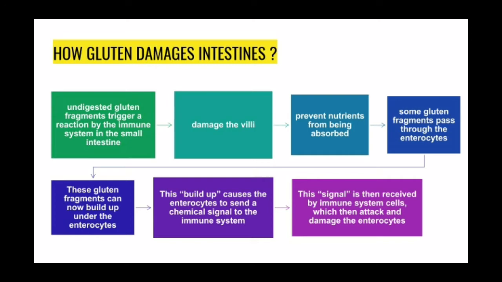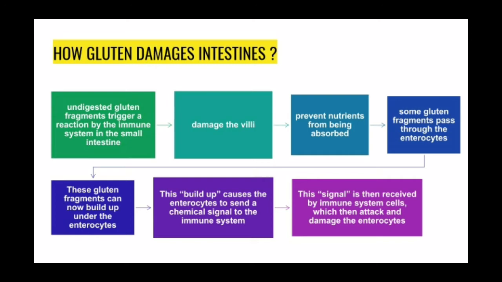Something wrong has happened. Then these enterocytes will trigger a chemical response and send it to the immune system of our body that something is wrong, someone has attacked us. So, what will our immune system do? Our army will attack the enemy that has come from outside. This signal received by immune system cells will give the message: go and attack these enterocytes, go and damage these enterocytes. Then what will happen?